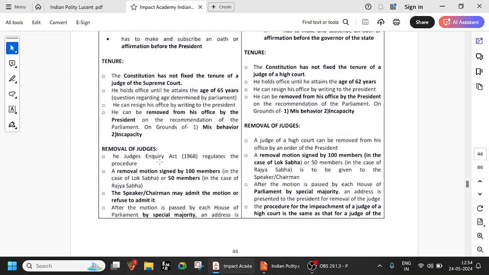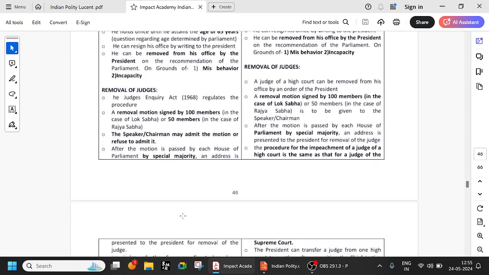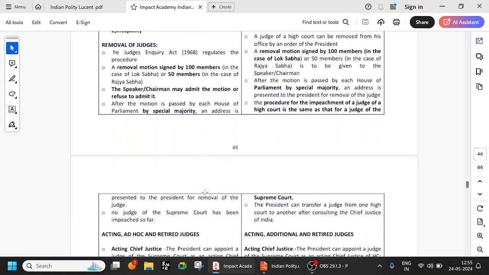The Judges Enquiry Act 1968 regulates the procedure. A removal motion signed by 100 members in the case of Lok Sabha, 50 members in the case of Rajya Sabha. The Speaker or Chairman may admit the motion or refuse to admit it. After the motion is passed by each House of Parliament by special majority, again remember, not so simple, an address is presented to the President for removal of the judge. No judge of the Supreme Court has been impeached so far. Only once a motion has been admitted, but later it has been removed.